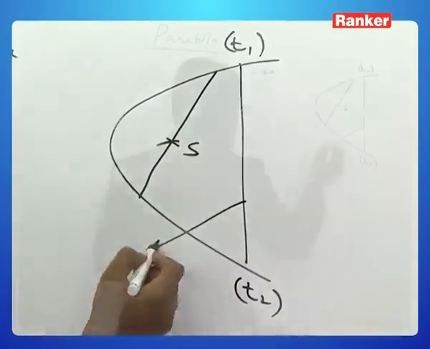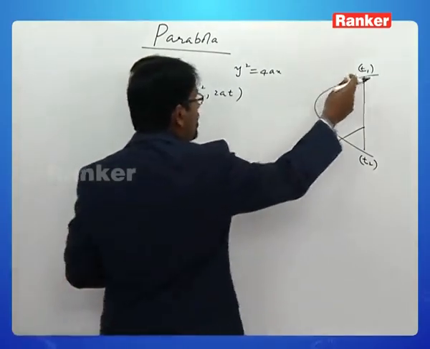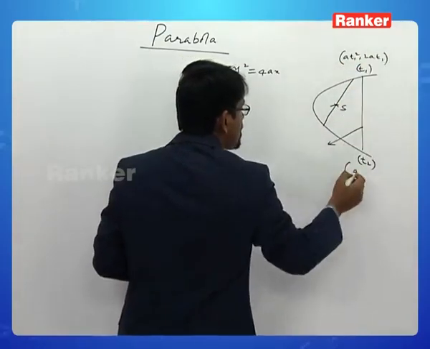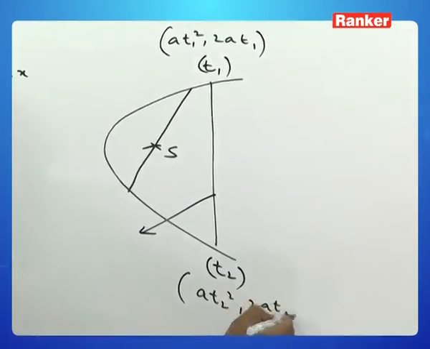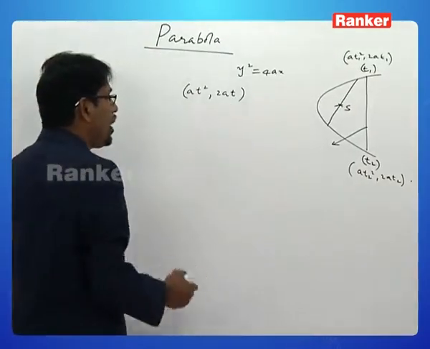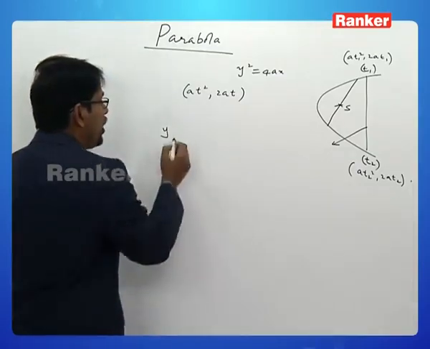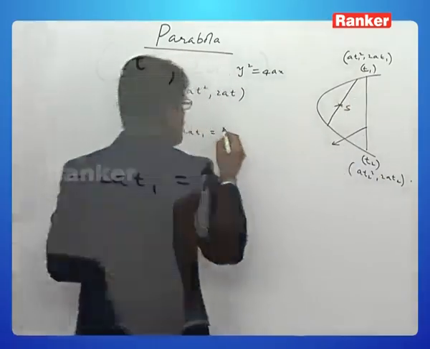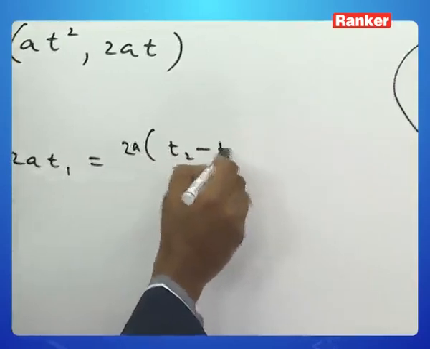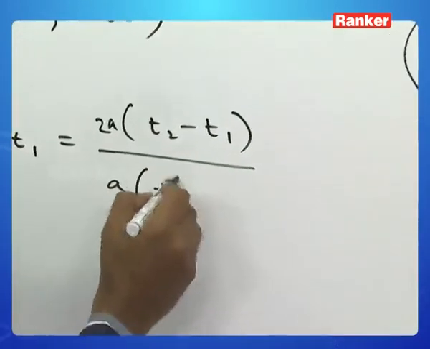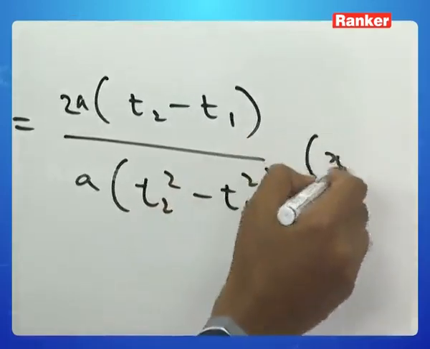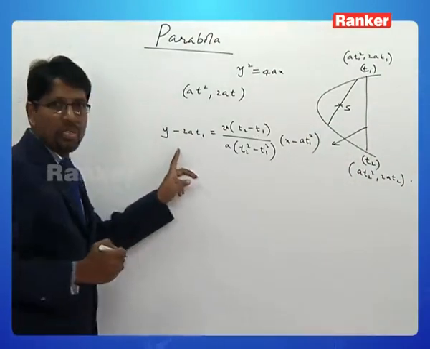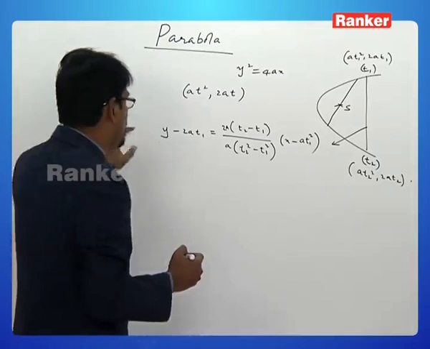Then this chord equation, let us see what this comes out to be. What is the slope of this? This point will be (a t1 square, 2a t1), and this point is (a t2 square, 2a t2). And the equation of this chord will be y minus 2a t1 is equal to, the slope of this will be 2a into (t2 minus t1) by a into (t2 square minus t1 square), that into (x minus a t1 square). I am just using the point slope form here, the two-point form.